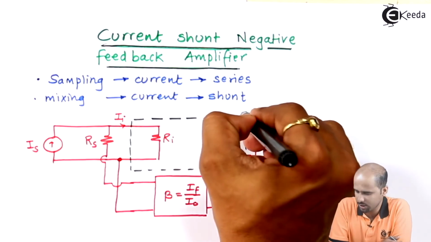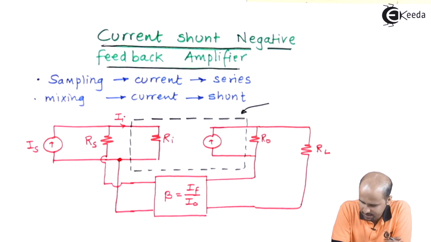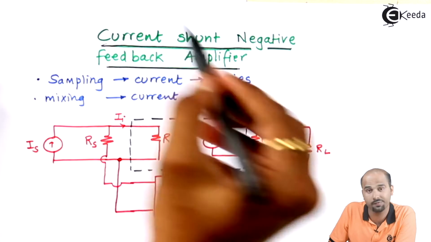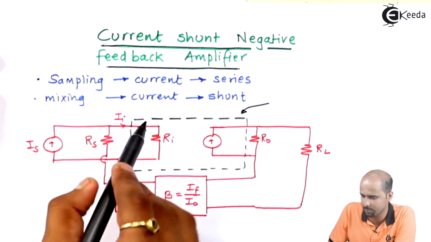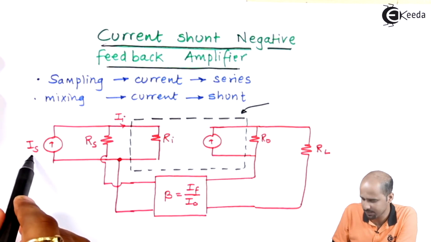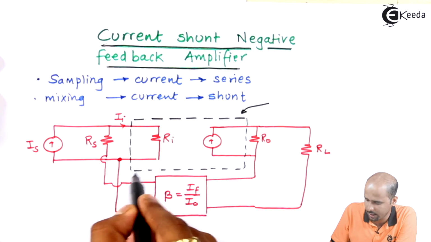This is the particular circuit that we are going to use for the analysis purpose. Let's start with the analysis. This is the input current without feedback, that is II. Input current with feedback, that is IS. This is the feedback current that we'll be getting as IF.